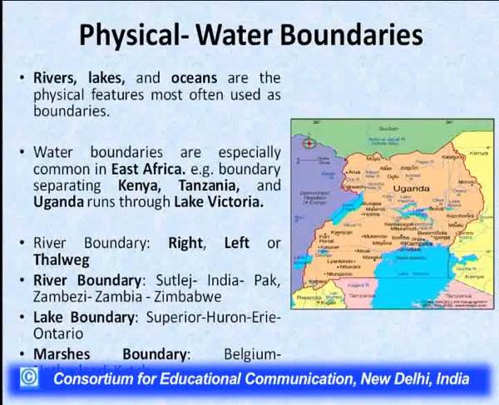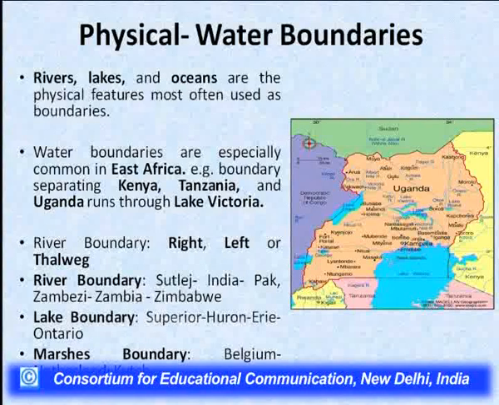In fact, the second aspect is water boundaries. In water boundaries, different aspects are covered, like rivers, lakes, and the ocean. They are the most important mediums or physical features that are used as a boundary. In African regions, like Eastern Africa, water makes the boundaries between different states, like Lake Victoria, which makes the boundary between Kenya, Tanzania, and Uganda.